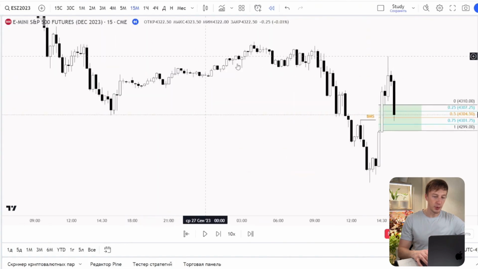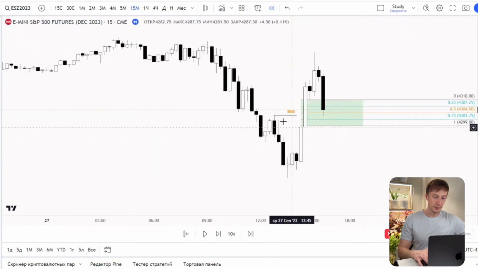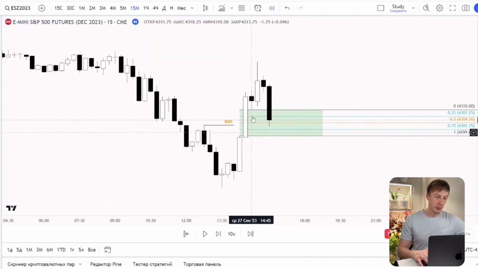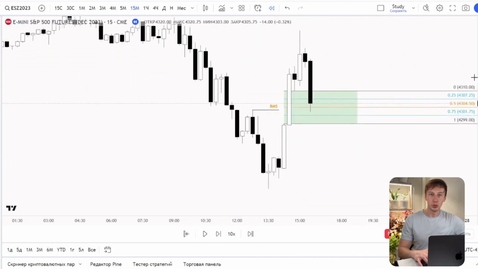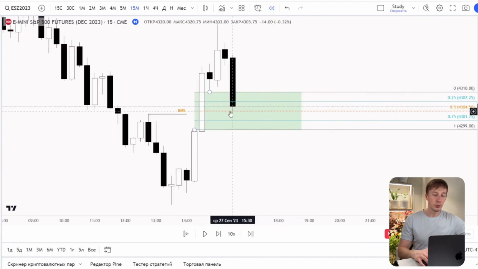Let's look at an example. Before this, the movement was downward. The time frame is 15 minutes. Futures E-mini on the S&P 500. The price was moving down, then there was a break and the formation of a breaker and two imbalances. All of this indicates a change in the character of the price movement.